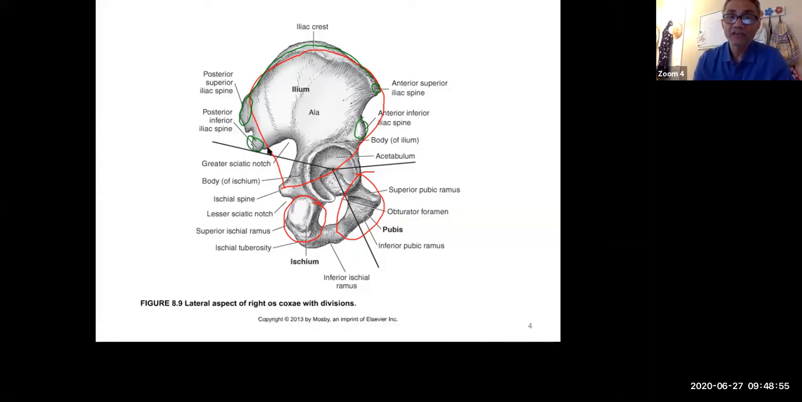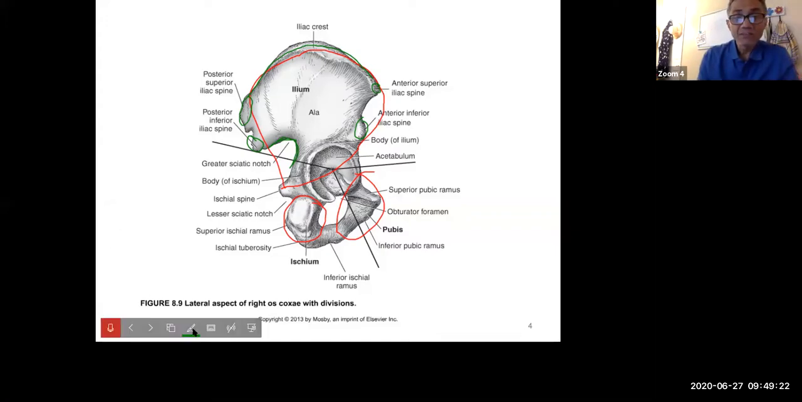On the posterior aspect, a huge notch serves for the largest nerve of your pelvis, which we call the sciatic nerve, to pass. And of course, it goes down into the lower extremity to supply your muscles. We'll talk about the sciatic nerve in detail when we get to the lower extremity.